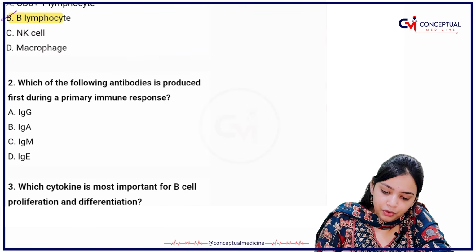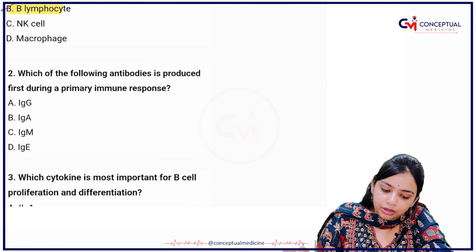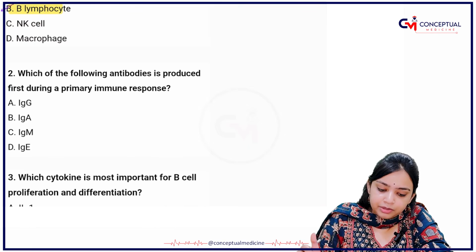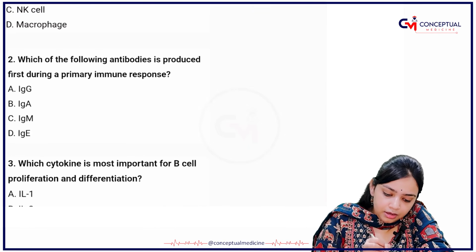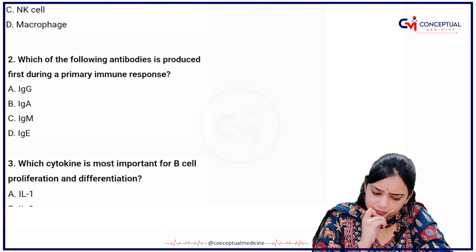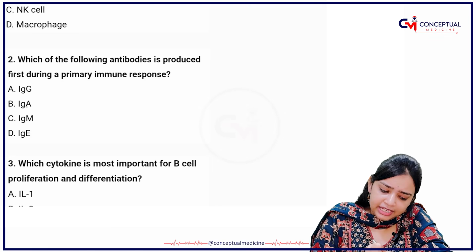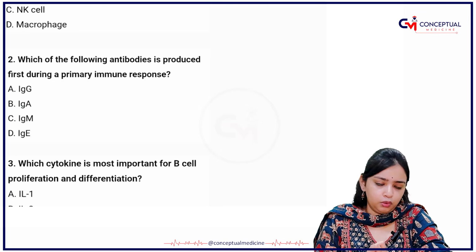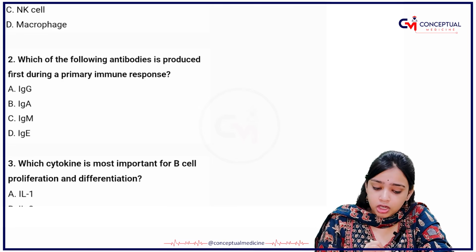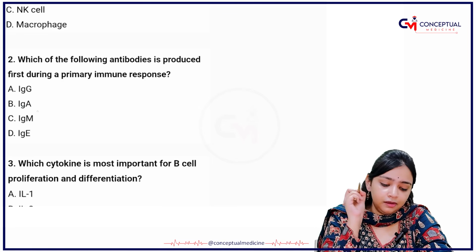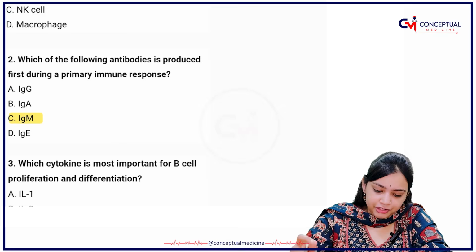Next, which of the following antibodies is produced during the primary immune response? Is it IgA? I don't think so. IgG? No. IgE? E is for allergic. G is for goes outside, across the placenta. I think it's M. It's IgM.